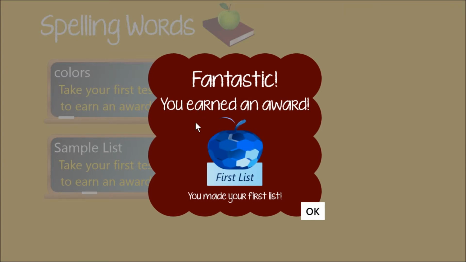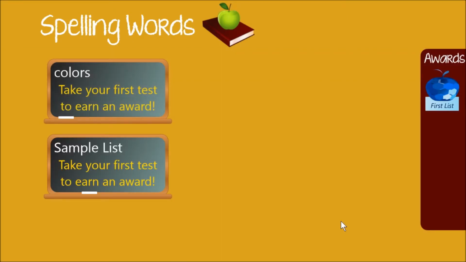So I'm going to go back to the main screen. You'll notice you won an award because you made your very first spelling list. So this is the only time you'll get this award. It's about the easiest award there is to get. So now I've created the spelling list.